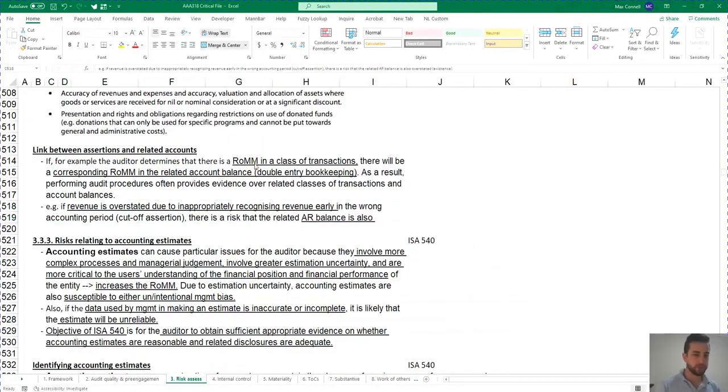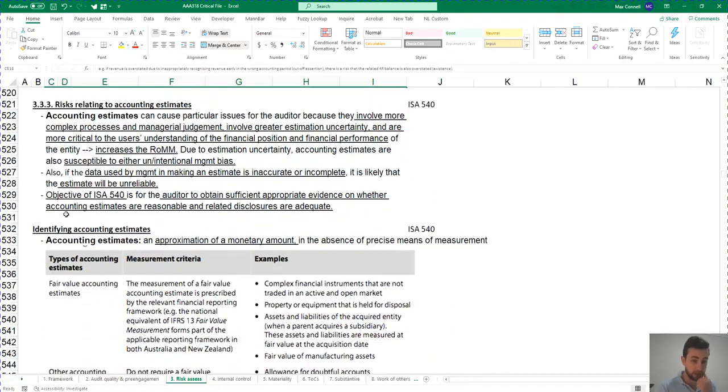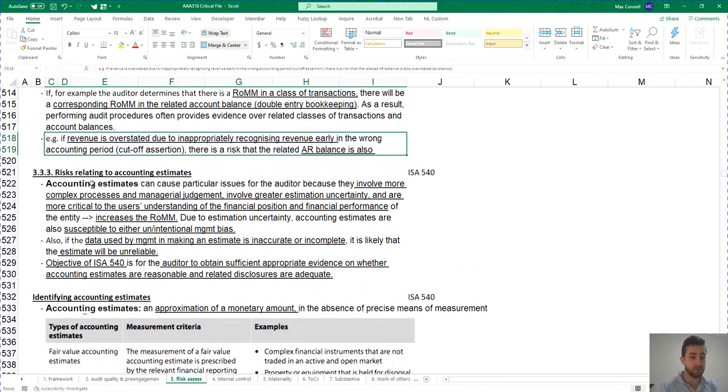Okay, so now that we understand what assertions are, it's important to understand, because of the system of double entry bookkeeping, that if you do identify an issue with an assertion, it's going to have a flow-on impact in the financial statements. For example, if revenue is overstated due to inappropriately recognizing revenue early in the wrong accounting period, so cutoff, there is a risk that the accounts receivable balance is also out. So just keep in mind that it's not going to have just one impact on the financial statements. It's likely to have at least two.